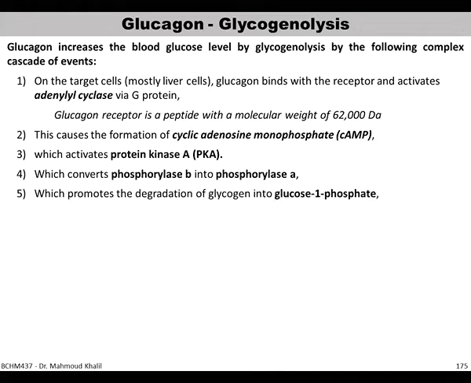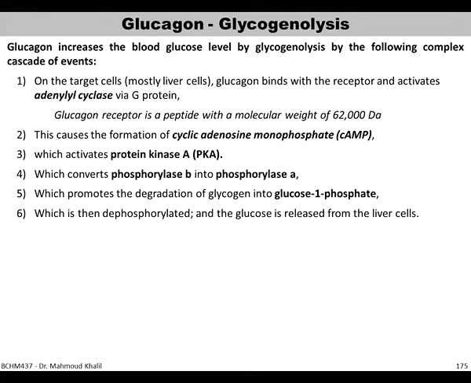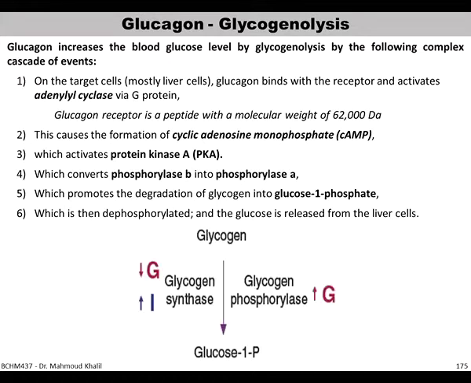This will promote the degradation of glycogen into glucose 1-phosphate, which is then dephosphorylated, and the glucose is released from the liver. So basically, it is the opposite mechanism of storing glucose. You can see here that glycogen is converted into glucose 1-phosphate by the action of glycogen phosphorylase, and this has a counter or opposite action by the effect of glycogen synthase.